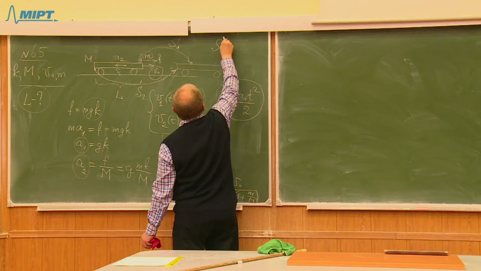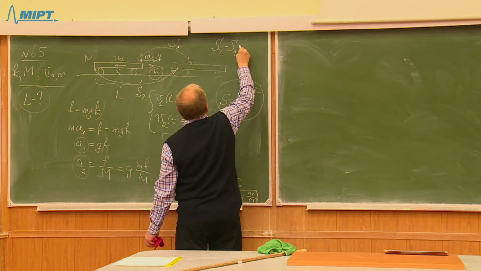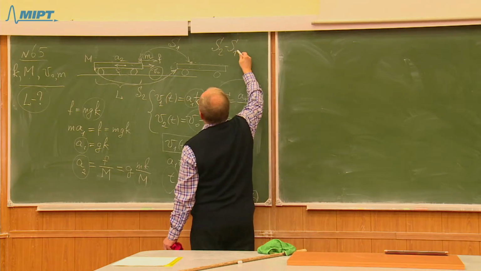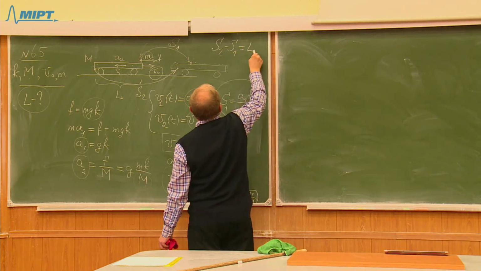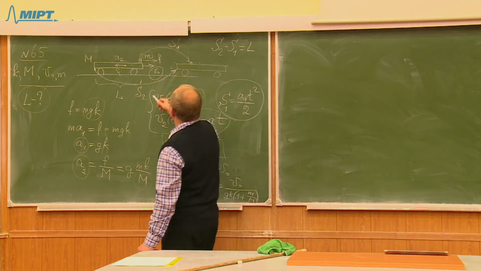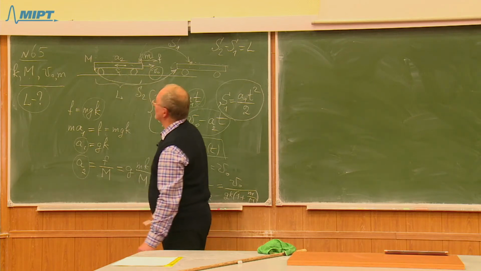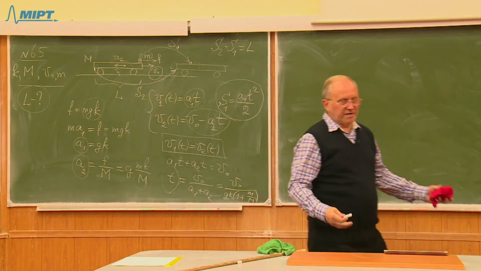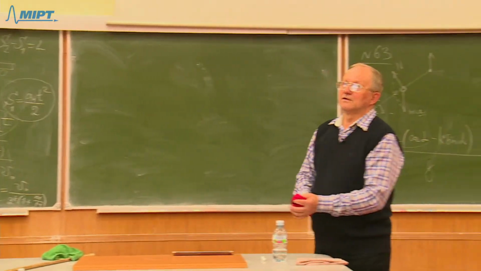And the difference between s2 and s1 must be equal to L, equal to the length of the railway car. That's the condition to find the length.